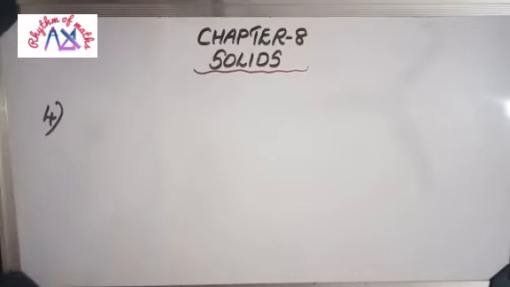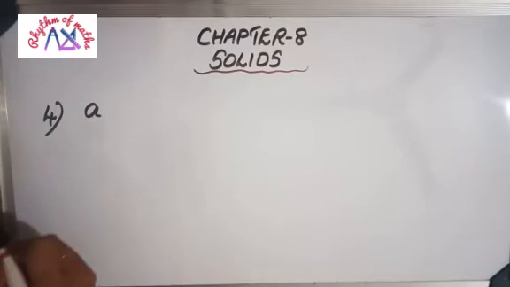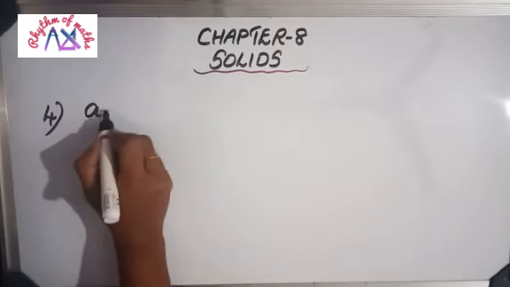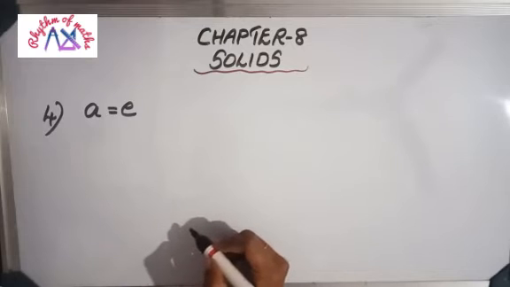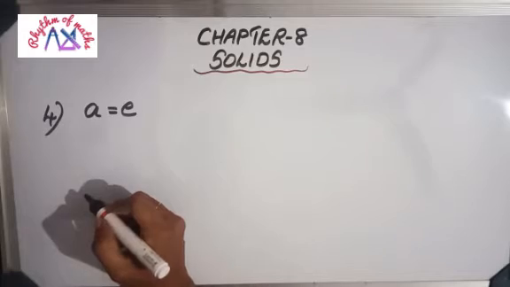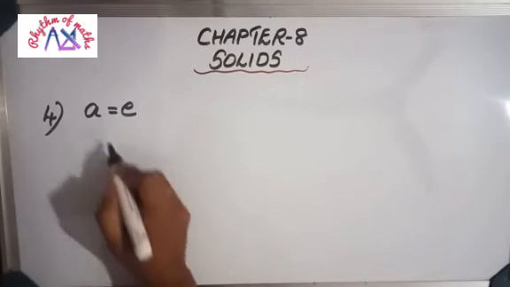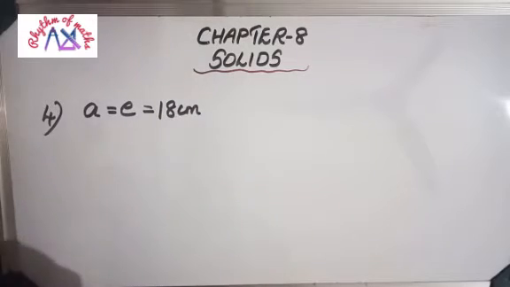Next, question number 4. All edges of a square pyramid are 18 centimeter. What is its volume? Here in this question it is given that all the edges of a square pyramid are equal. So edges means which all are the edges? Base edge is there and lateral edge also there. Both are the same, A equal to E. This is the first statement. All the edges equal means base edge and lateral edge will be equal. And it is given that base edge is 18 centimeter, so lateral edge will also be 18 centimeter.